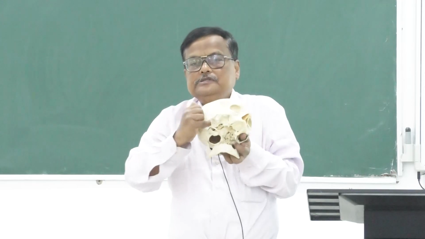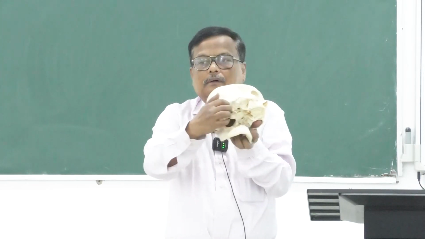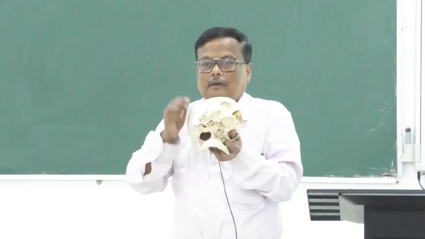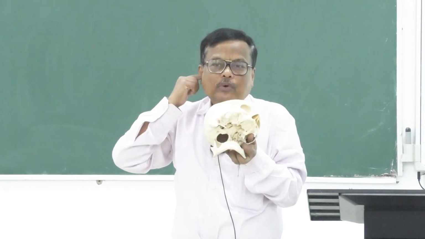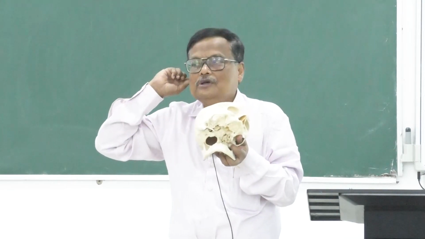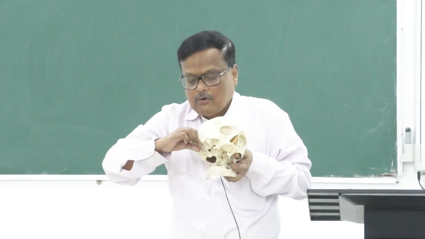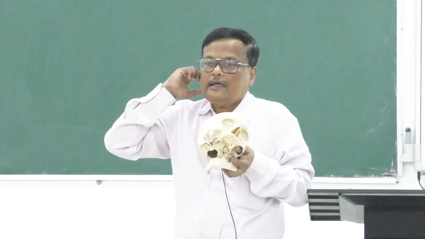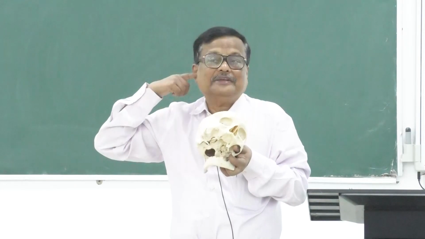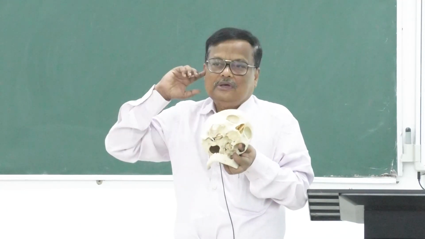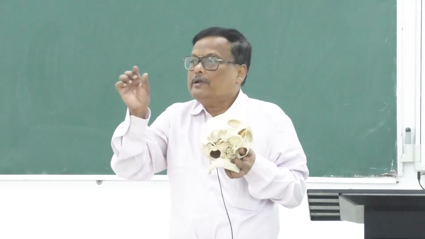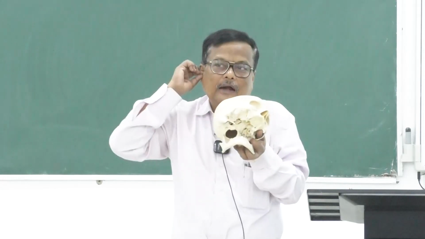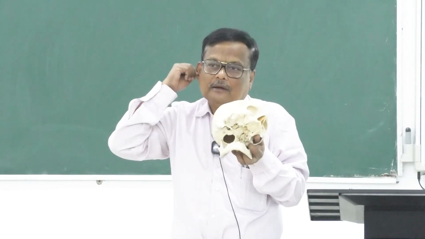And this is the opening of the external acoustic meatus, a bony opening. But if we look here, is it bony? No, it is cartilage. So here is attached a tubular cartilaginous part of the external acoustic meatus. Meatus means a passage. The external acoustic meatus has a bony part, the bony part is here, and a cartilaginous part which is attached to the external ear.